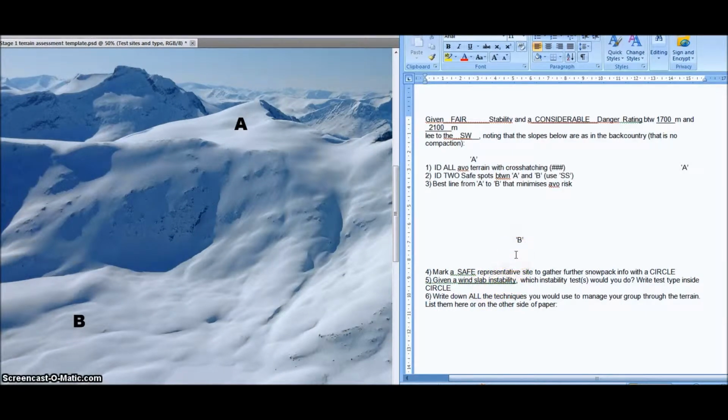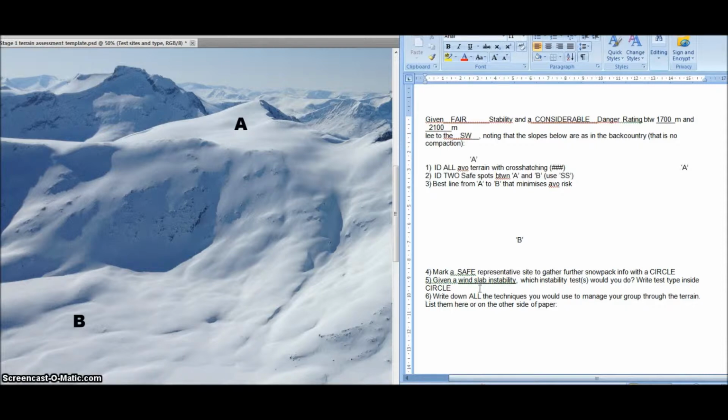At the start there should be an A and a B on the picture, and we want them to mark on all avalanche terrain using a sort of cross-hatching shading, identify two safe spots between A and B, and a best line that goes from A to B that minimizes avalanche risk. Then mark a safe representative site to gather further snowpack information using a circle, and, given a wind slab instability problem, what kind of tests would they do in those areas marked by a circle to get the best results to help them decide whether things were good or not.